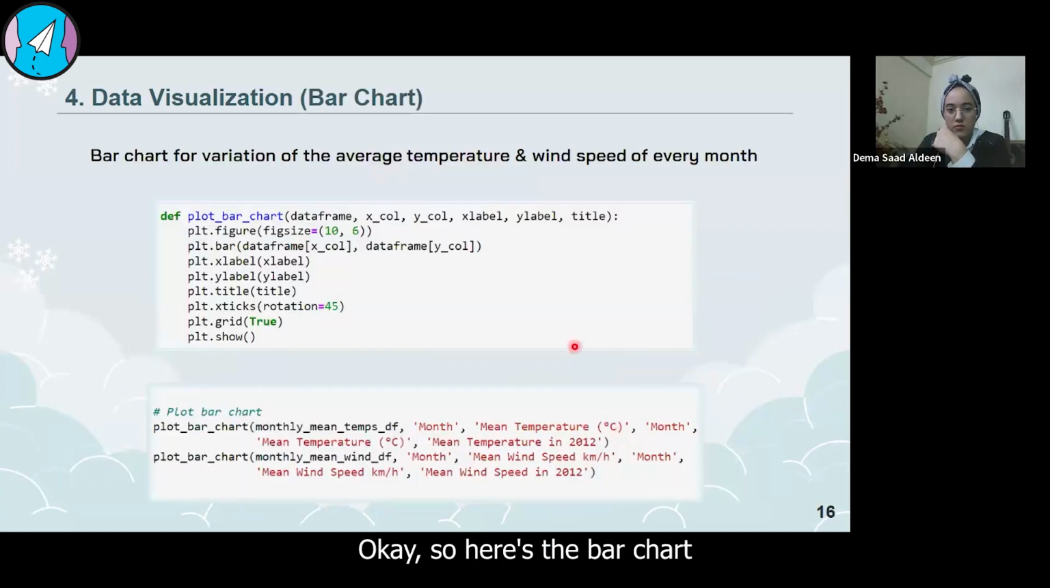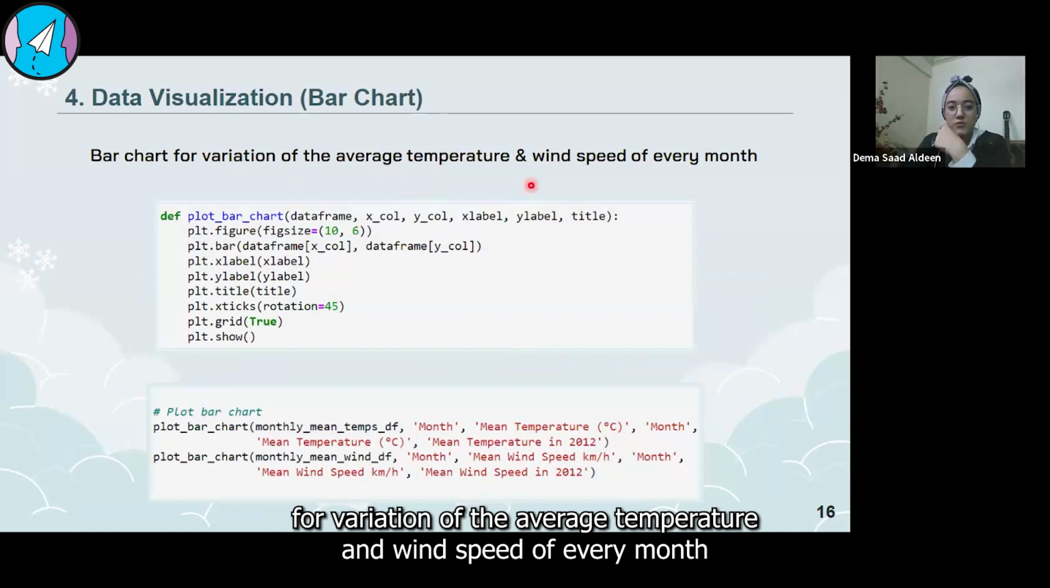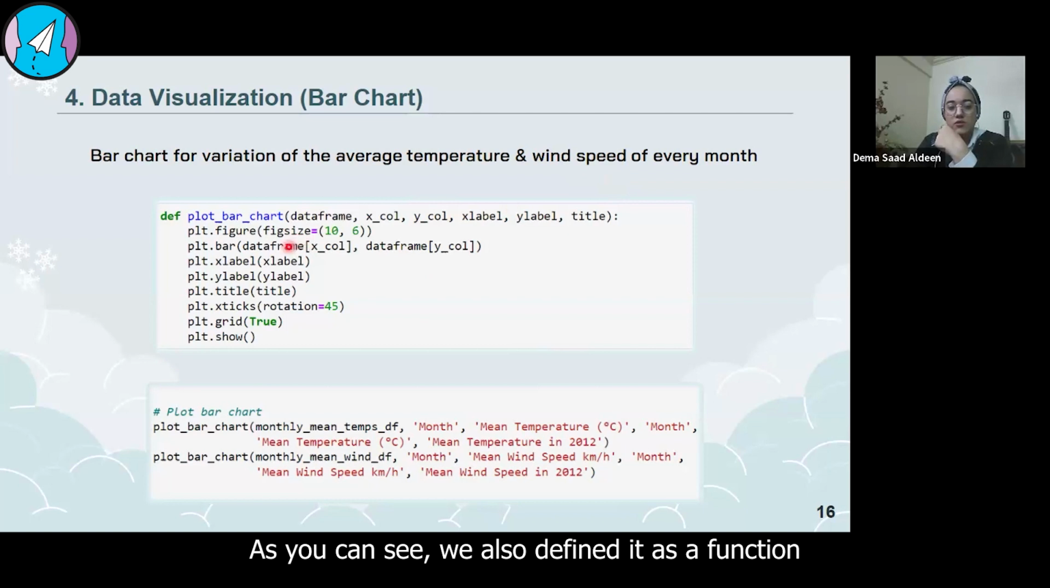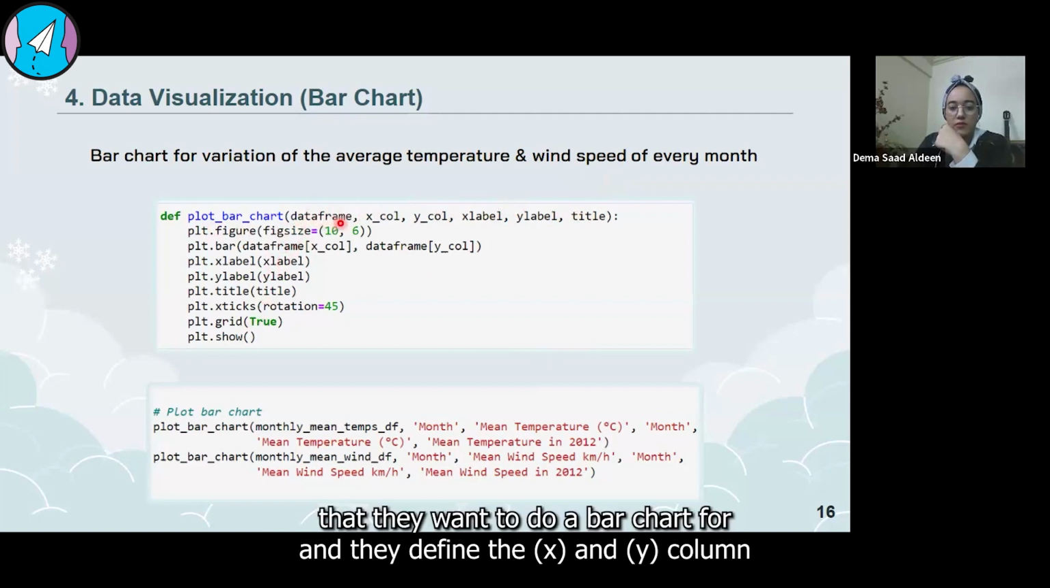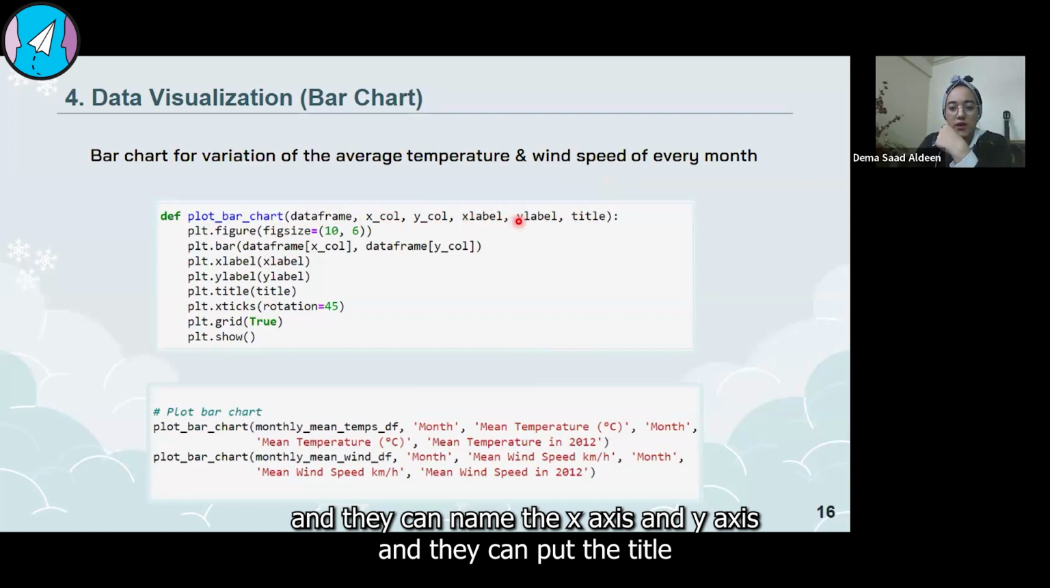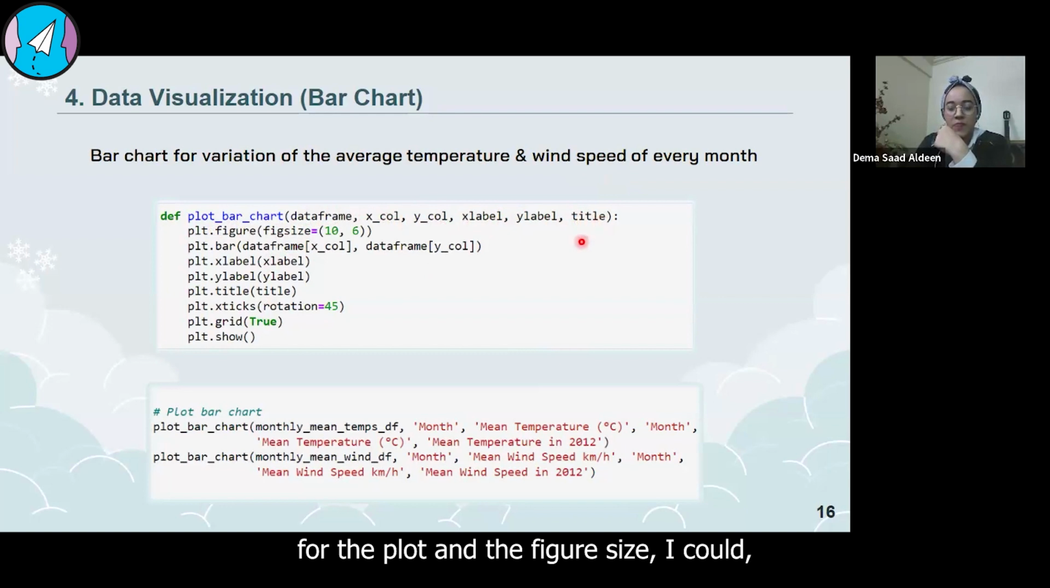Okay, so here's the bar chart for variation of the average temperature and wind speed of every month. As you can see, we also defined it as a function. This is what the user is going to input, and here's the block of code. The user is going to choose the data frame that they want to do a bar chart for, and they define the X and Y column, and they can name the X-axis and Y-axis, and they can put the title for the plot.